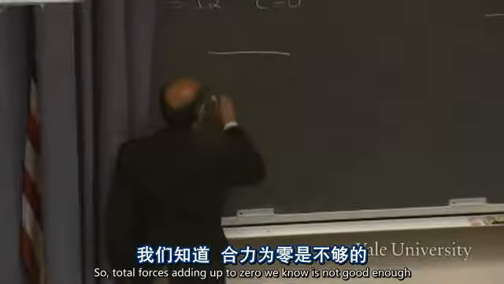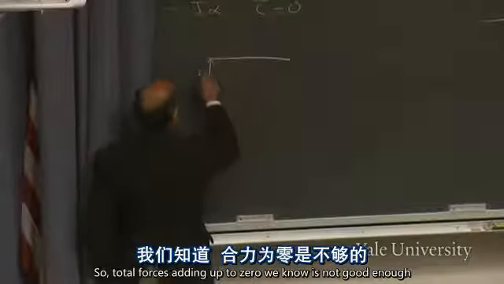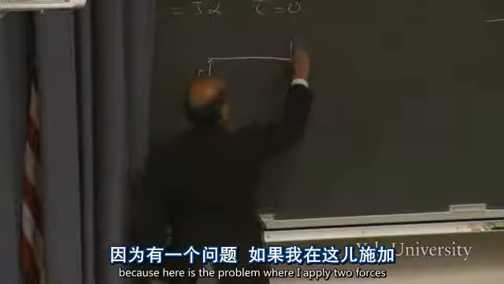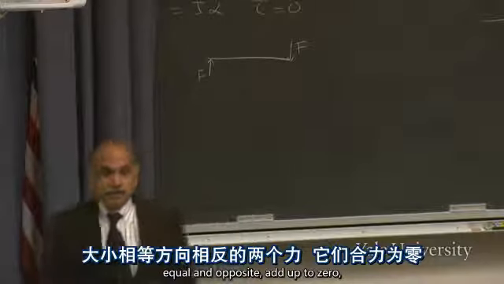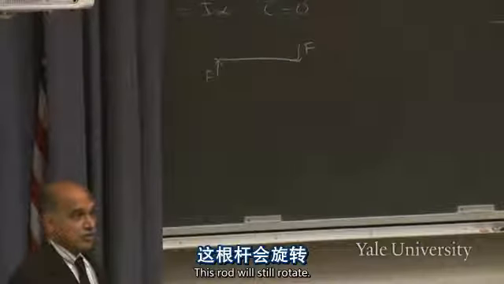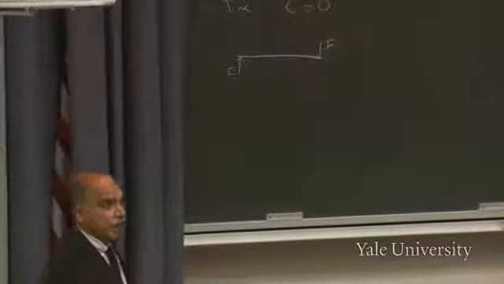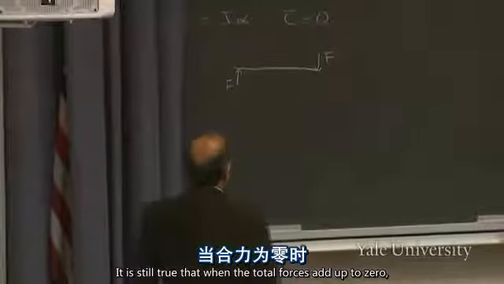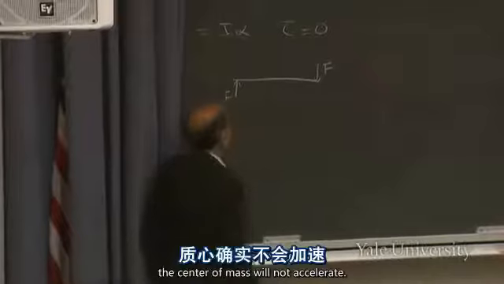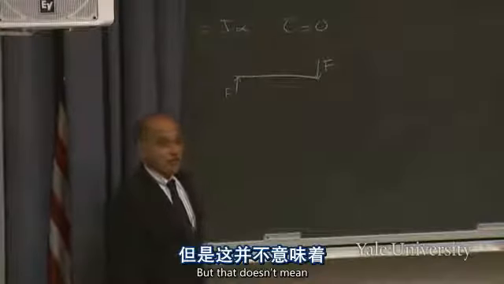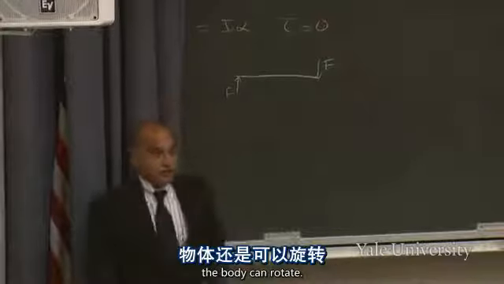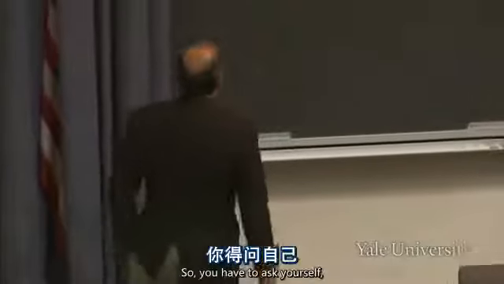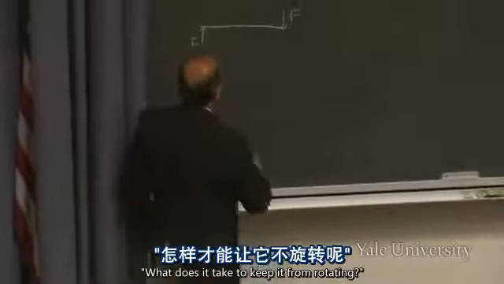So total forces adding up to 0, we know is not good enough, because here is the problem where I apply two forces, equal and opposite, add up to 0, but that doesn't do it. This rod will still rotate. It is still true that when the total force adds up to 0, the center of mass will not accelerate, but that doesn't mean the body will not move, because keeping the center of mass fixed, the body can rotate. All right, so you have to ask yourself, what does it take to keep it from rotating?